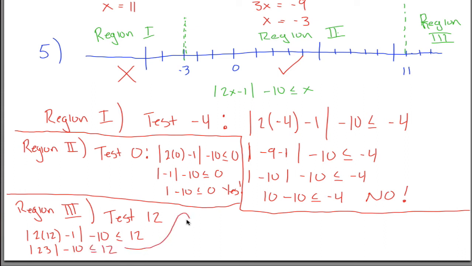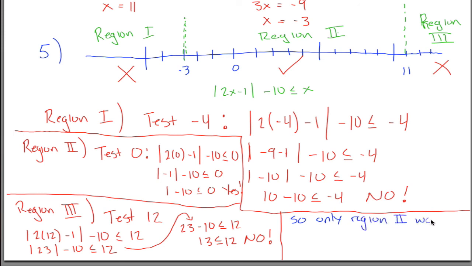Kind of running low on room here, so I'll jump up here. Absolute value of 23 is just 23. 23 minus 10, less than or equal to 12? No, I don't think so. 23 minus 10 is 13. 13 is not less than or equal to 12. No. Using exclamation points for whatever reason. Region 3 does not work. The only region that works is region 2. Time to change colors maybe. So only region 2 works.